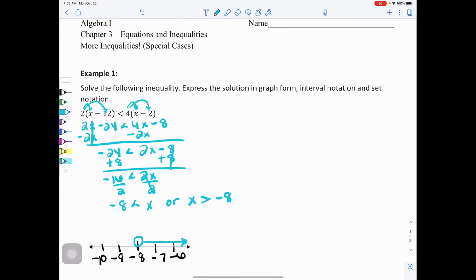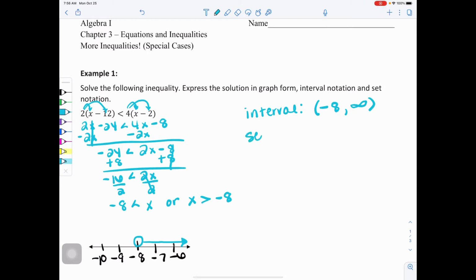For interval notation, if I look at my graph, I can see that negative 8 is my lowest that it's going to be, and then everything else is going to be greater than that. So when I write my interval notation, remember I'm going to have two numbers, so negative 8 is my lower bound, and it's going to go towards positive infinity. There's always a set of open brackets next to infinity, since it goes on forever. And then negative 8 was not included, so that also has a set of open brackets or parentheses.